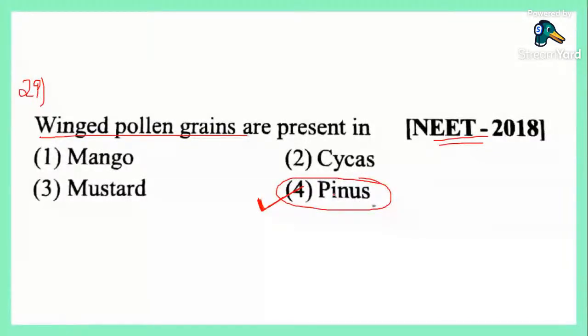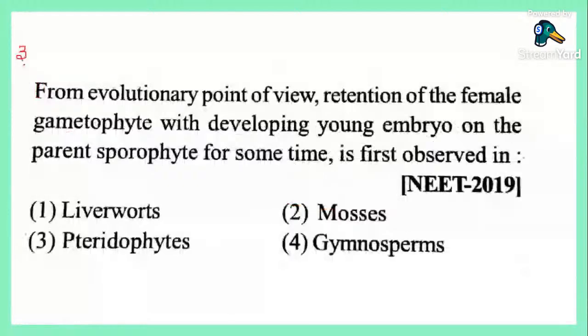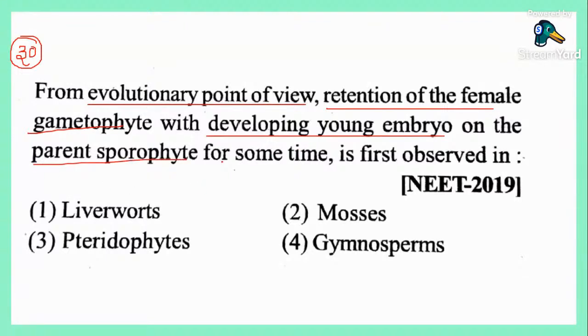Final question for the day for Rank Booster from Plant Kingdom, question number 30. From an evolutionary point of view, retention of the female gametophyte with developing young embryo on the parent sporophyte for some time is first observed in, NEET 2019 question: pteridophytes, liverworts, mosses, and gymnosperms. Very good. Pteridophytes is the correct answer for the question.